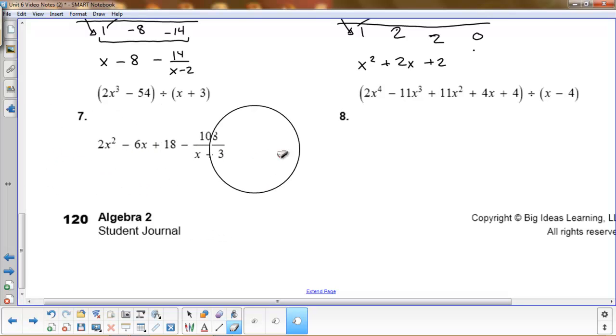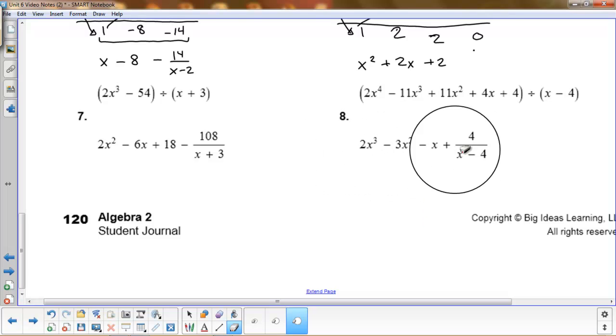Question number 7, the solution was 2x squared minus 6x plus 18. And question number 8 was 2x to the third minus 3x squared minus x with a remainder of 4 divided by x minus 4.